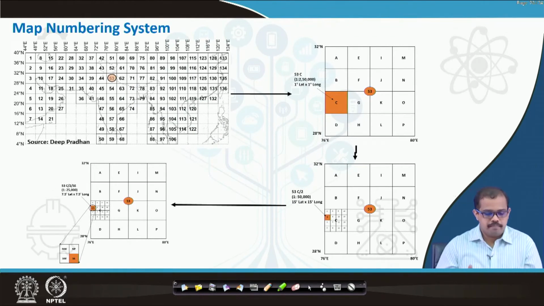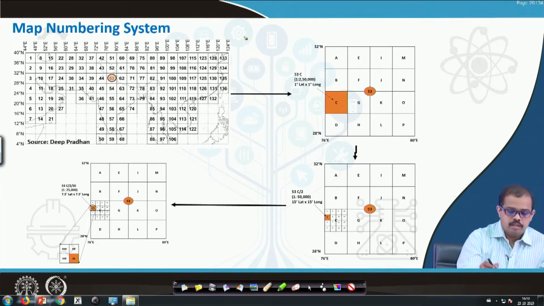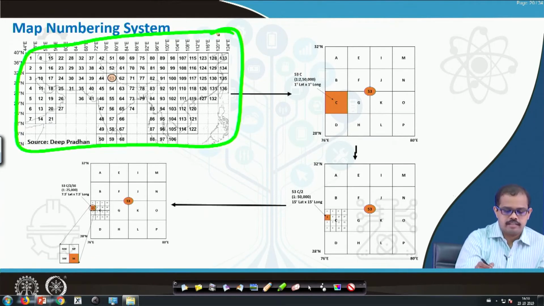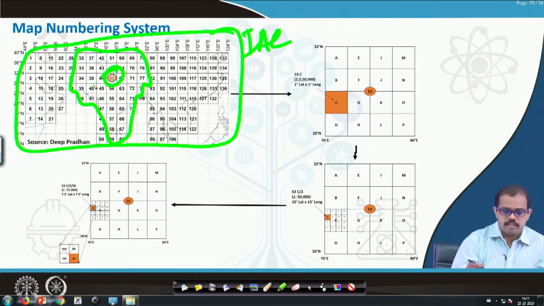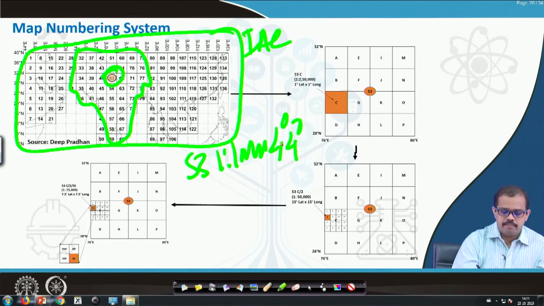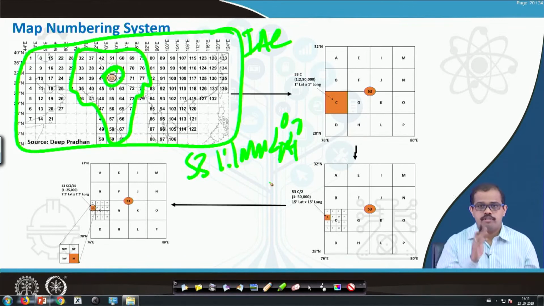Okay, so this is an example of the entire process of what I have explained. Let me revise this. You have this entire system here. This is the India and adjacent country system. These are the maps which belong to the Indian subcontinent, and if you choose a particular map that is called 53, that is a 1:1 million map, which is 4 degree by 4 degree. Each map will cover an area of 4 degree by 4 degree. So it is a 1:1 million map. 1 unit on the map is equal to 1 million units on the ground.